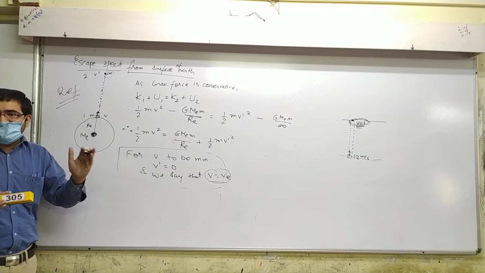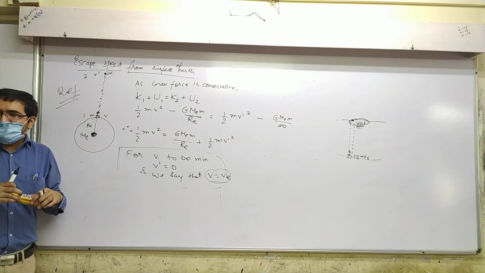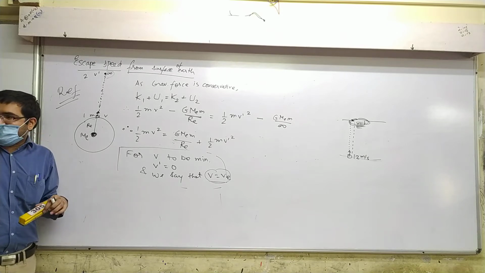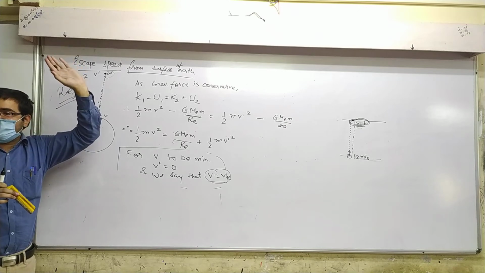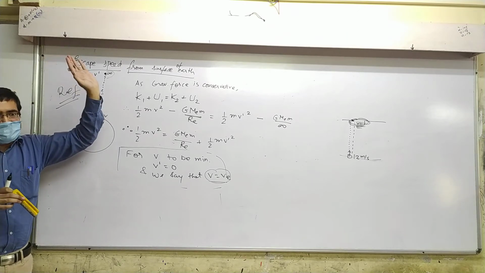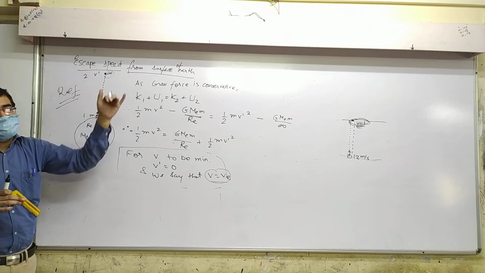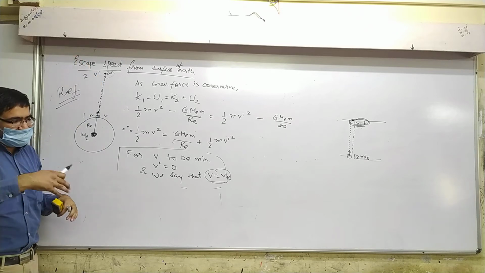What if the speed is less than this? Then it will come back. It will not be able to reach infinity. That is, it will not be able to go extremely far. Understood? It will fall back to Earth in some time.